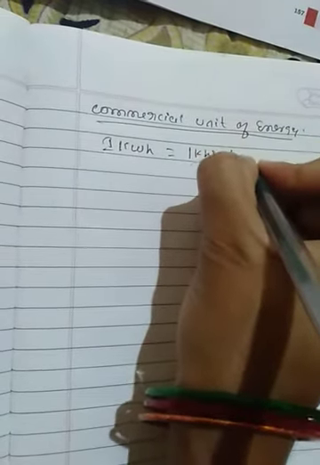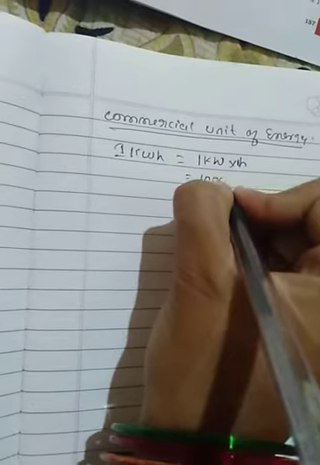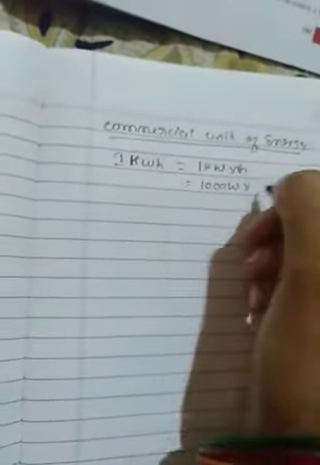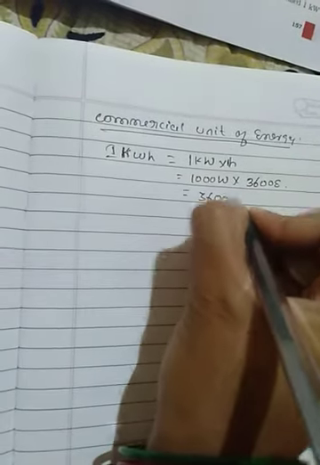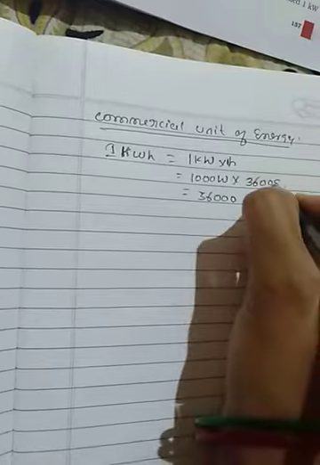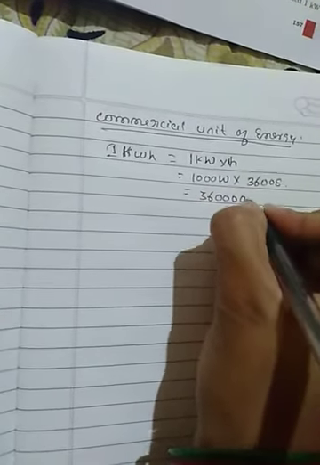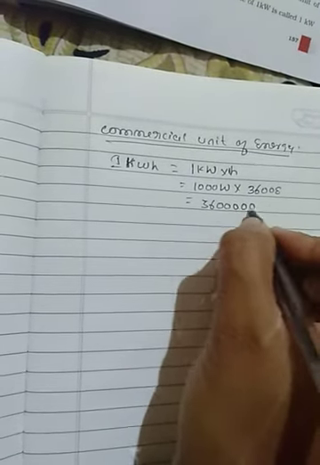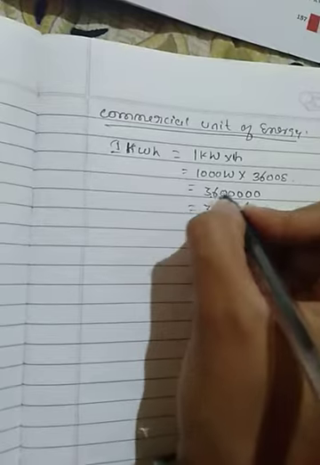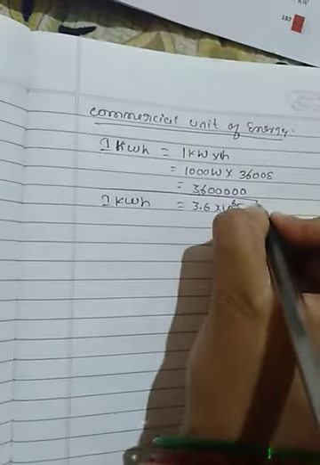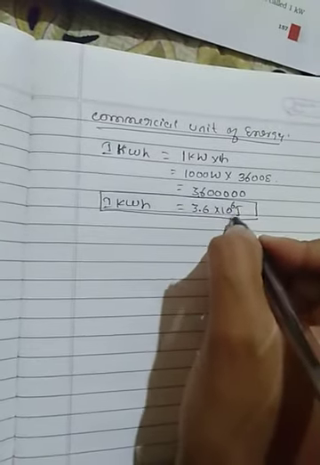So 1 kilowatt hour is 1 kilowatt into 1 hour. 1 kilo means 1000 watt, into 3600 seconds. Multiplying these two, we get 3600000, which we can write as 3.6 into 10 power 6 joule. Just shift the decimal point: 3.6, then 1, 2, 3, 4, 5, 6 places. It can be written as 10 power 6 joule. This is 1 kilowatt hour. You should remember that 1 kilowatt hour is equal to 3.6 into 10 power 6 joule.